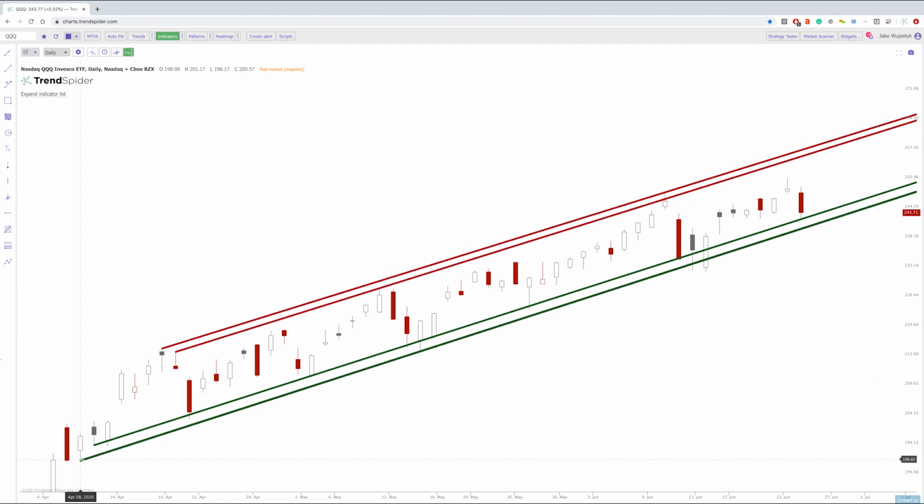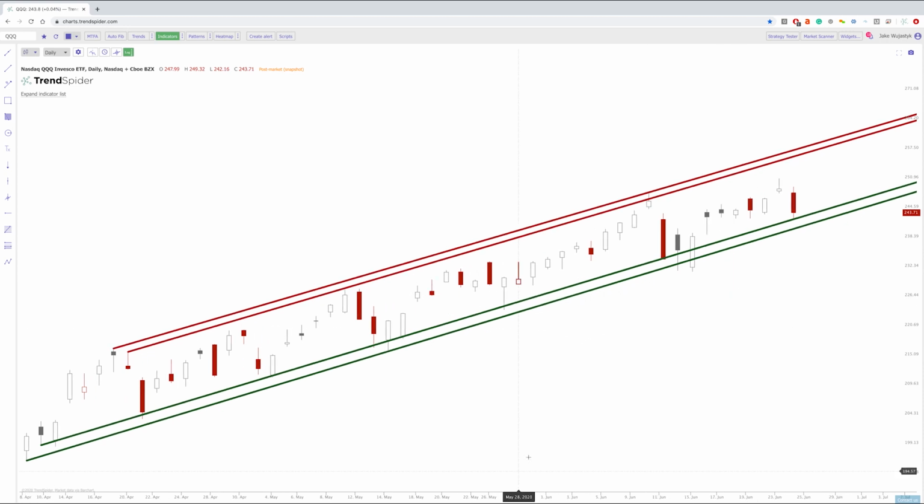I took this wick and this wick, just extended them out. They're pretty much parallel, and you can see how well the price action has respected these areas over the last couple months. So really not an exciting chart on QQQ, but sometimes you don't need an exciting chart. I mean, sometimes a couple lines is really going to tell you what's going on in the market.